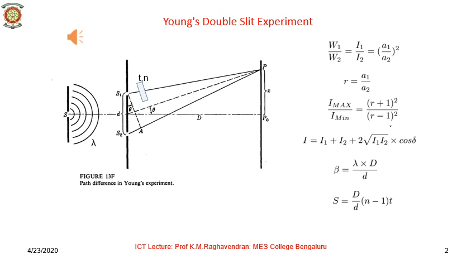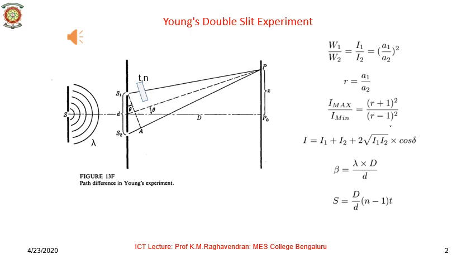One of the major formulas that we use is the ratio of the maximum intensity to the minimum intensity in the interference pattern, I max by I min, which is given by R plus 1 divided by R minus 1 whole squared.